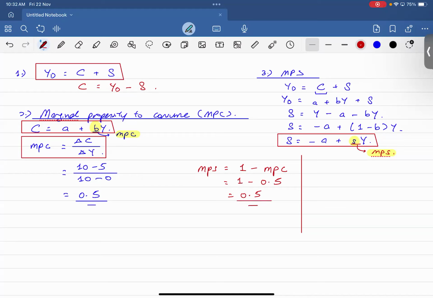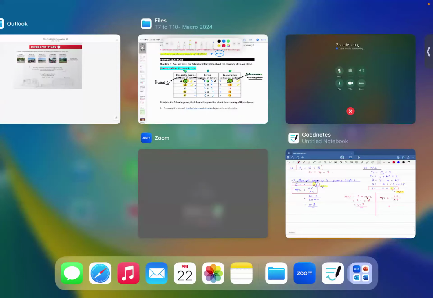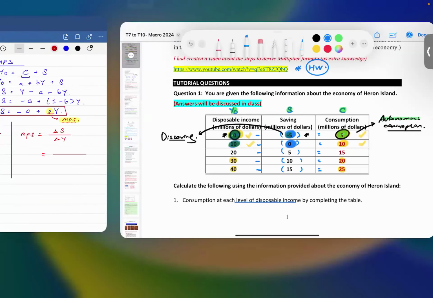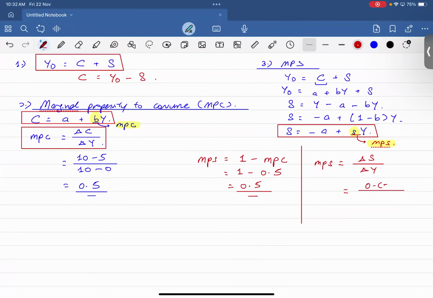Another method to calculate MPS is to look at the change in saving divided by the change in income. You can take any two figures, the new one minus the old one. For example, the new one, 0, minus the old one, negative 5, divided by 10 minus 0. Any two points. At the end, you will get 0.5 as well. So that's MPS.